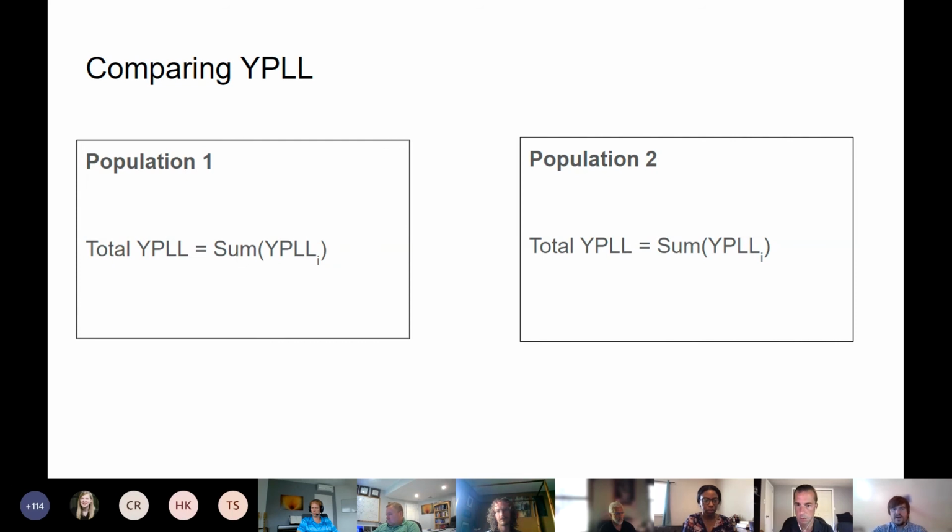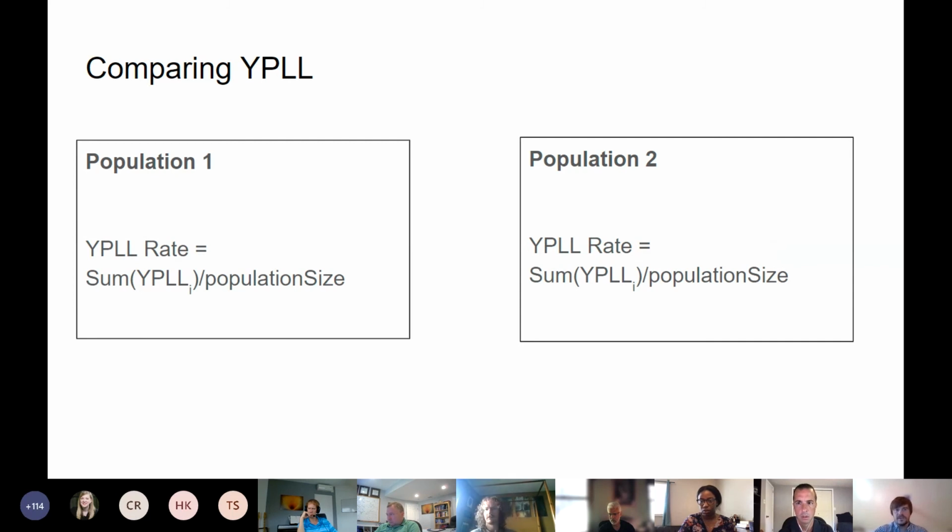So we want to compare YPLL between two populations, and one simple way we could do this would just be to add up the total YPLL for all of the people in that population. But then if one population is larger than the other, we don't get a fair comparison because YPLL is larger in that other population. So we can just divide by the population size and get a YPLL rate. And we can also then adjust for differences in the age structure of the population so that we can get a fair comparison between these two populations.